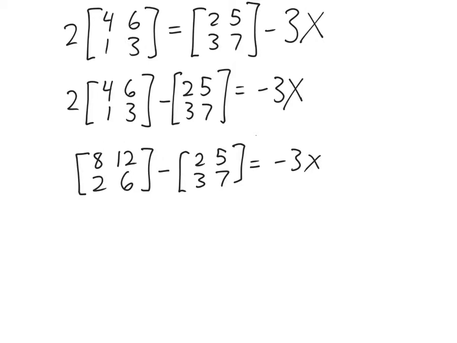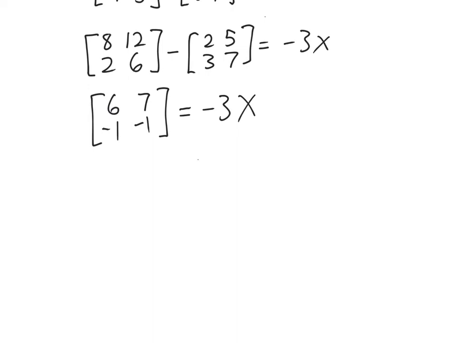Now, if you subtract matrices, all it's going to be is this piece subtract its same positioned piece. So this is going to be 8 minus 2, which is 6. So my new matrix is going to be 6. And then 12 minus 5 is going to be 7. And then you have 2 minus 3, which is going to be negative 1. 6 minus 7, which is negative 1. And this equals negative 3 big X.